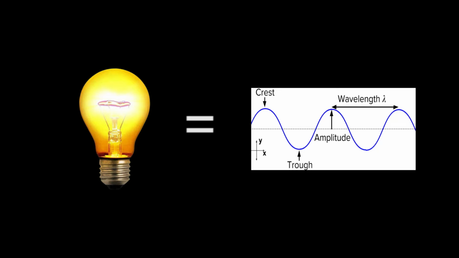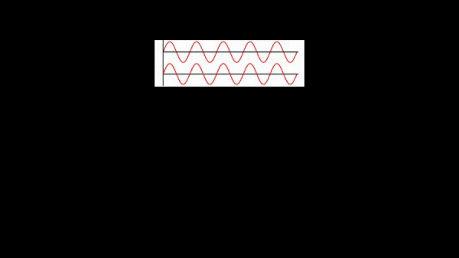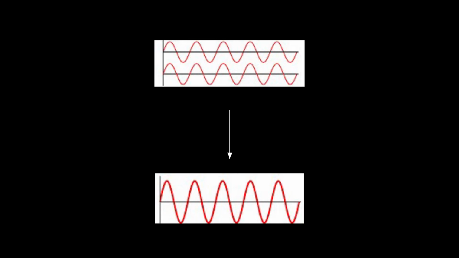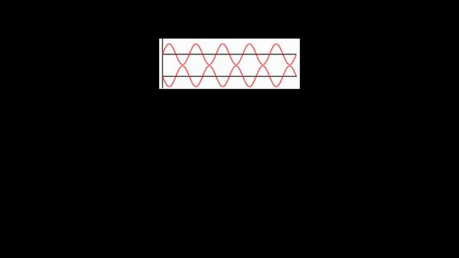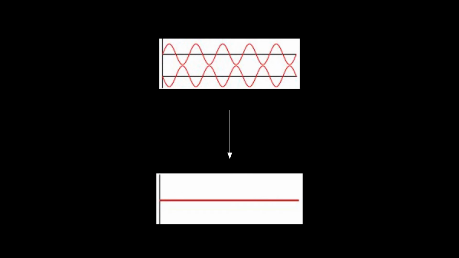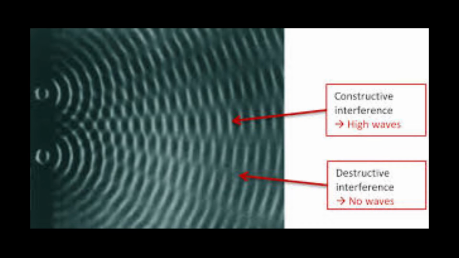This suggests that light was a wave, and the pattern seen on the screen was due to interference of the waves coming from the two slits. When two waves with the same frequency align in phase, they constructively interfere and produce a new wave with a higher amplitude. When two waves are out of phase, they destructively interfere and cancel out each other. This was what resulted in the bright and dark fringes.